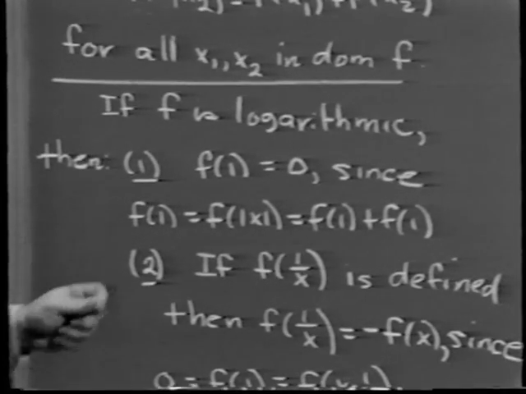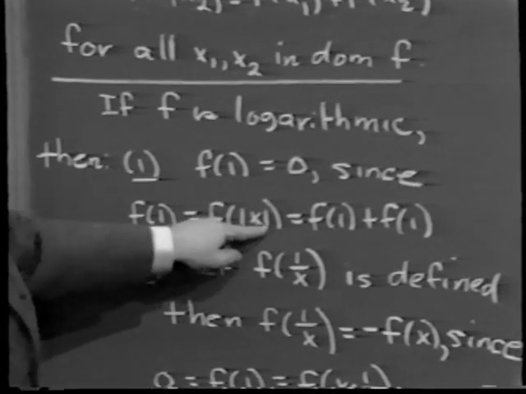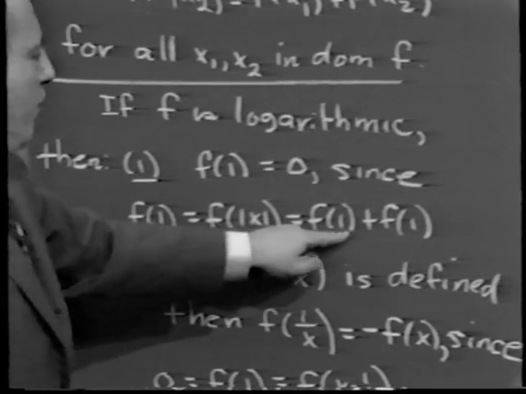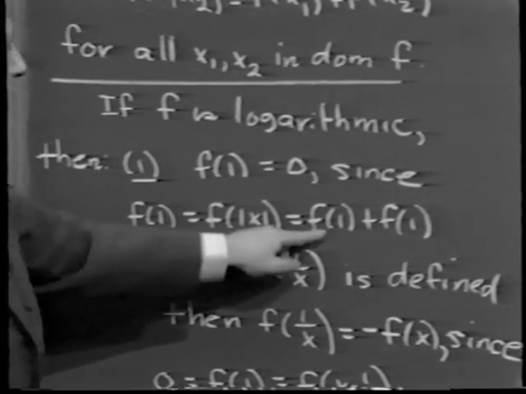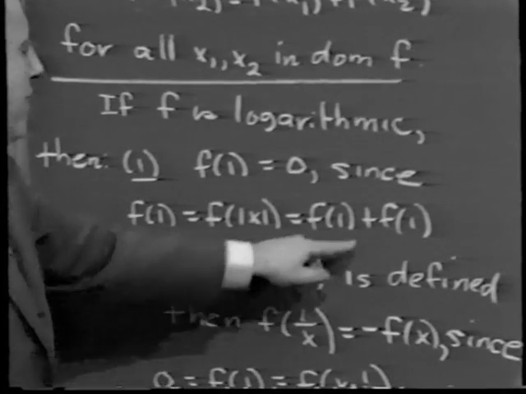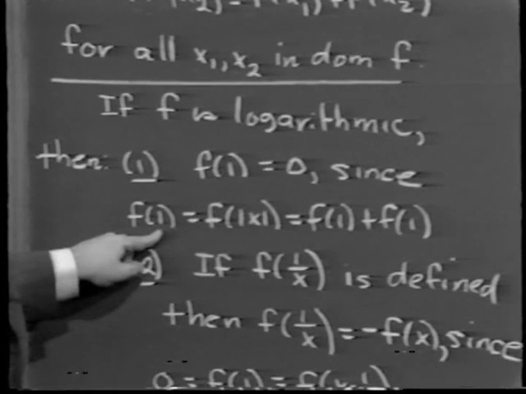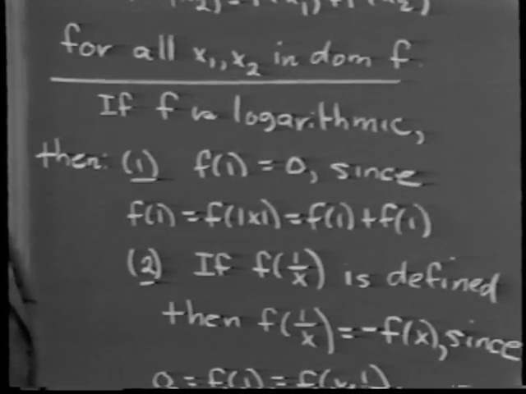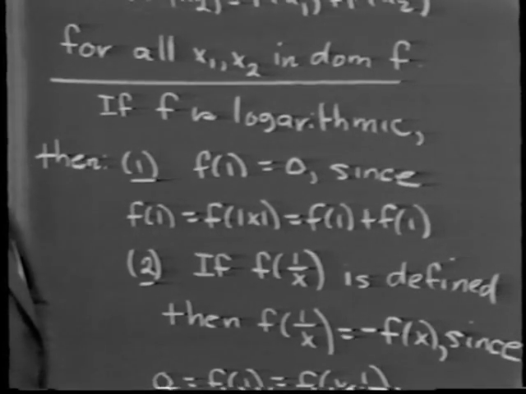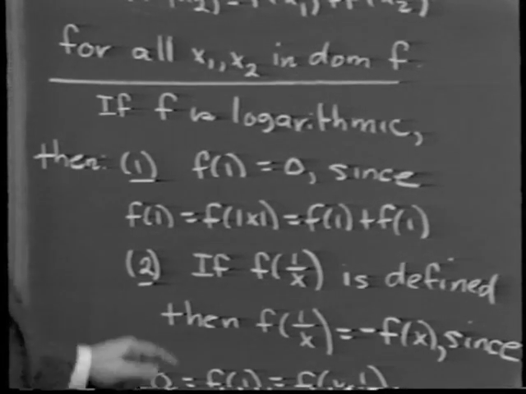I claim that if f is logarithmic, f of 1 must be 0. Why is that? Notice that 1 can be written as 1 times 1. And since f of 1 times 1 is f of 1 plus f of 1, we have that f of 1 is equal to f of 1 plus f of 1. Therefore, twice f of 1 is f of 1, and therefore, by algebraic manipulation, f of 1 is 0. Which, by the way, does check out with the usual logarithm. The logarithm of 1 to any base b is 0.